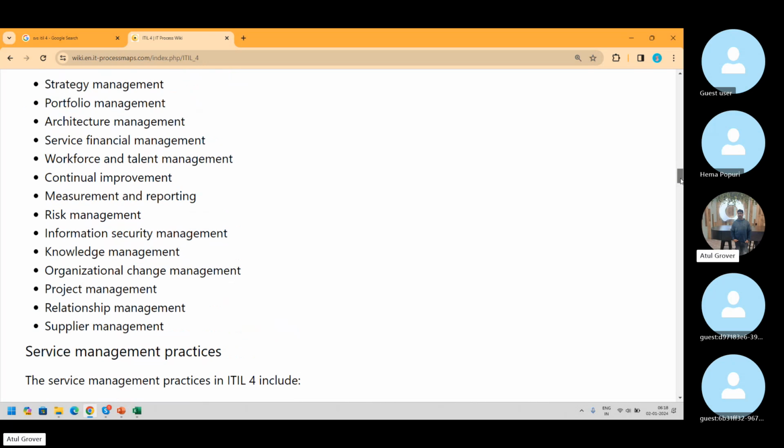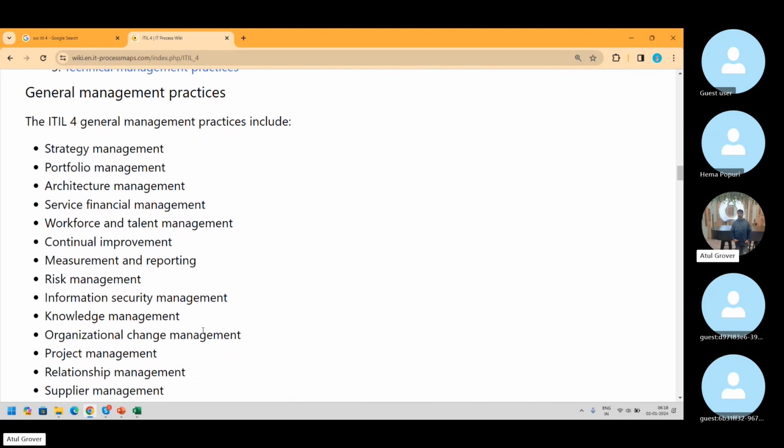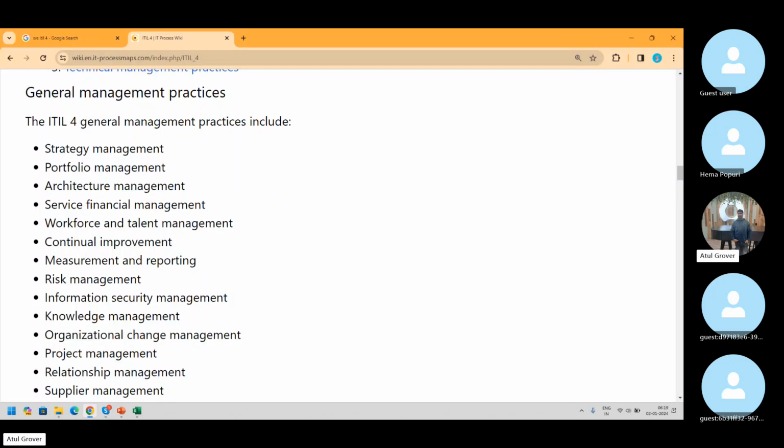Like for anything, you have a strategy, you have a portfolio, you have architecture, you have continual improvement, you have measurement and reporting methods, you have information security, project management, relationship management, supplier management. So these are part of general management. It means it is applicable for everybody. No differentiation. Either I have to teach an experienced person, a fresher, or a toddler, I have a strategy in place. I have a portfolio in place. I have the architecture in place. These are the general management practices.